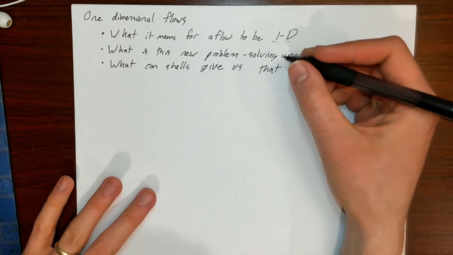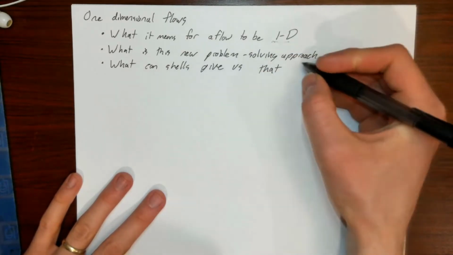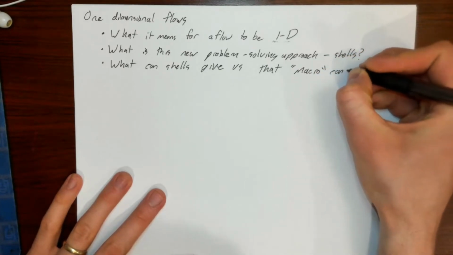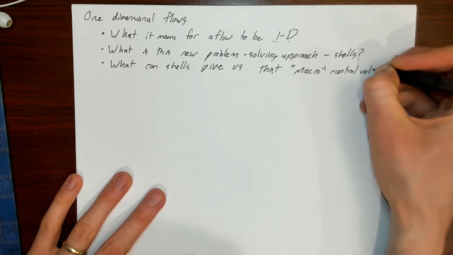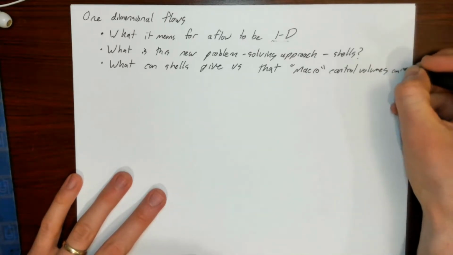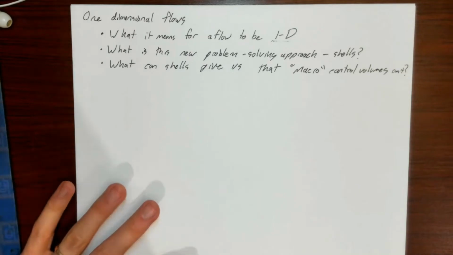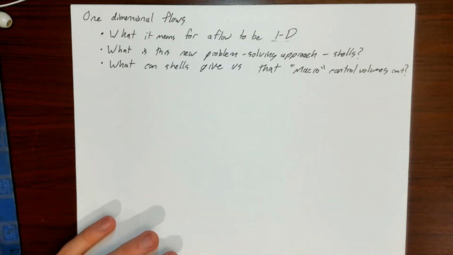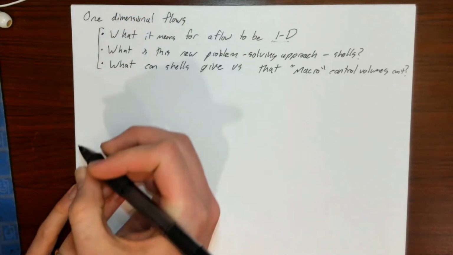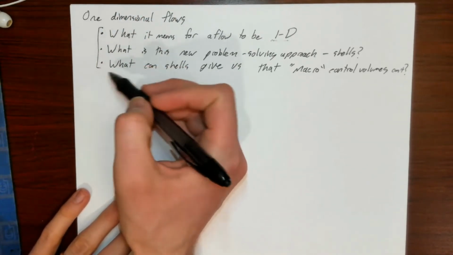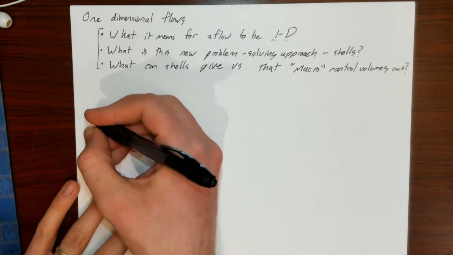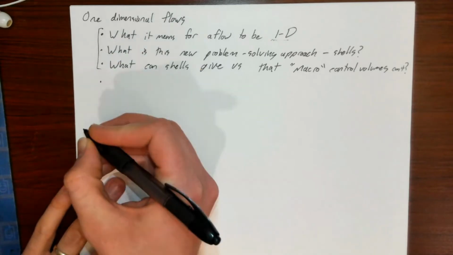In particular, I'm going to contrast shells to what I'll call macro control volumes. So what can shells give us that macro control volumes can't? And we'll compare and contrast these two problem-solving strategies. Once we've prefaced these general ideas, general concepts, new problem-solving strategy, we'll then proceed with the example problem that I prefaced at the beginning.